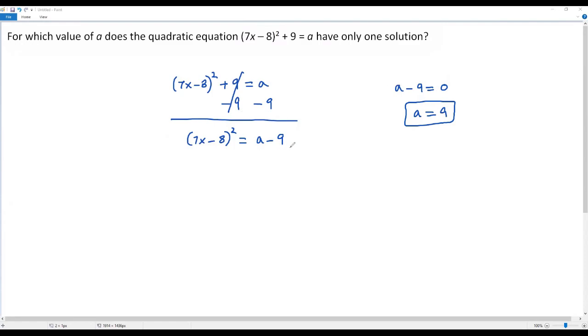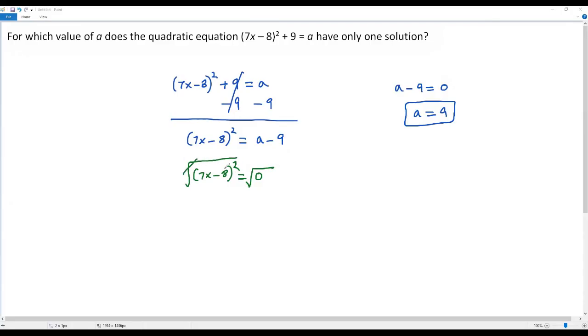Okay, now let's see, if the value on the right side is 0, how this quadratic equation will have only one solution. Let's have a check. That is (7x − 8)². Instead of a − 9, let's write 0 here. Now let's solve for x in this quadratic equation. For that, we have to get rid of this exponent 2. Let me take the square root on both sides of this equation.